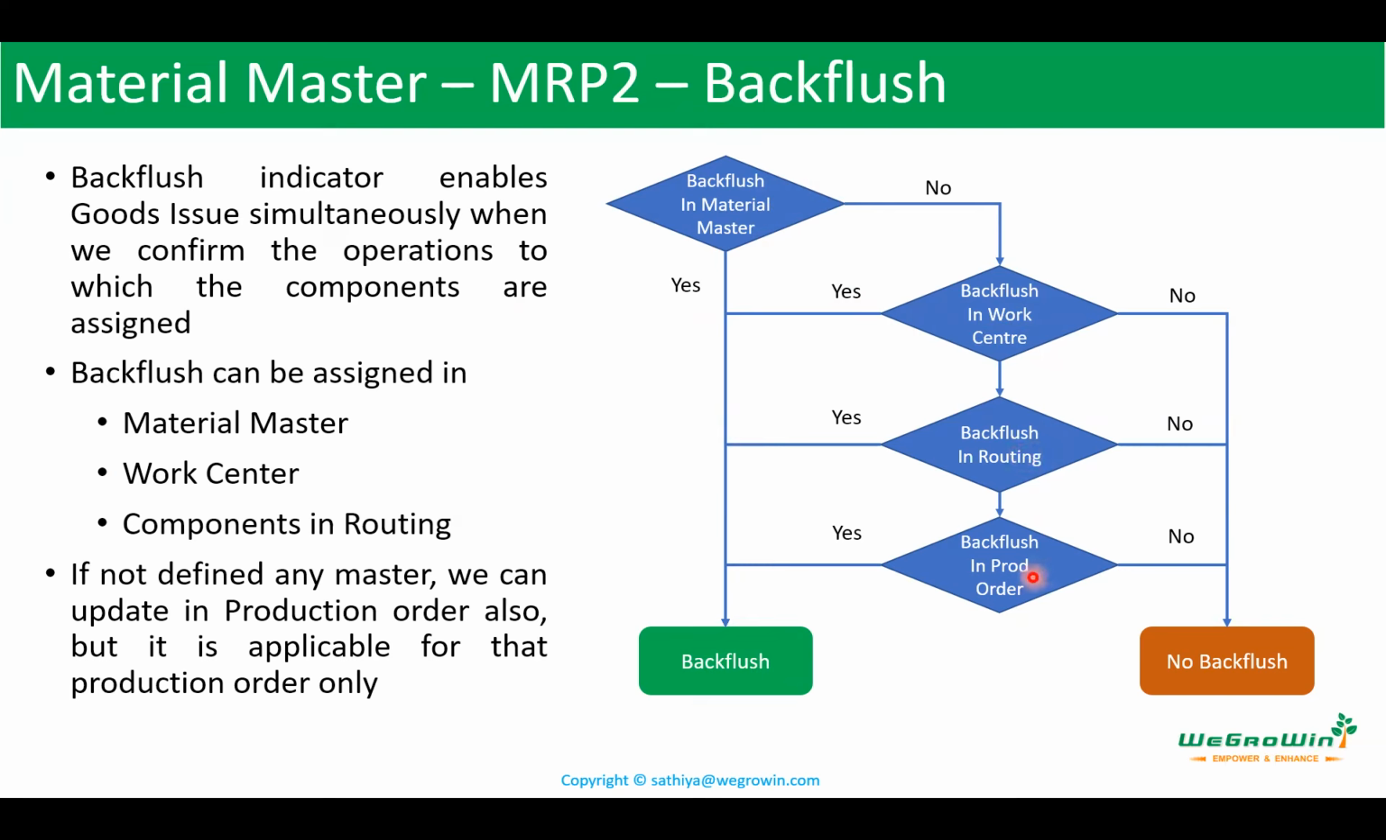For example, I don't want the backflush to happen for all the production orders. For specific production orders, I want a backflush. There you can define it. Or if I define backflush in the metal master, by default it comes to all production orders, but for a specific production order where I don't want backflush, I can go and remove it. So there are many options for the backflush. Okay.